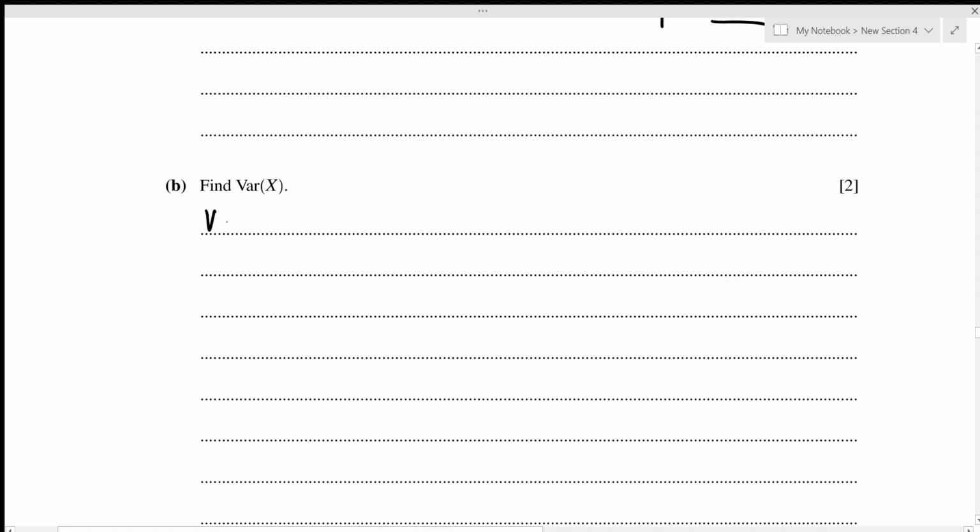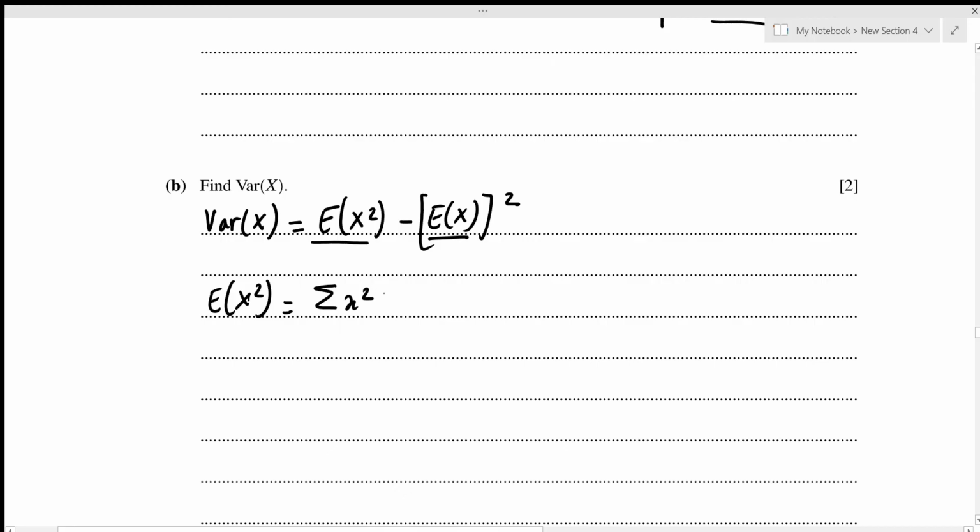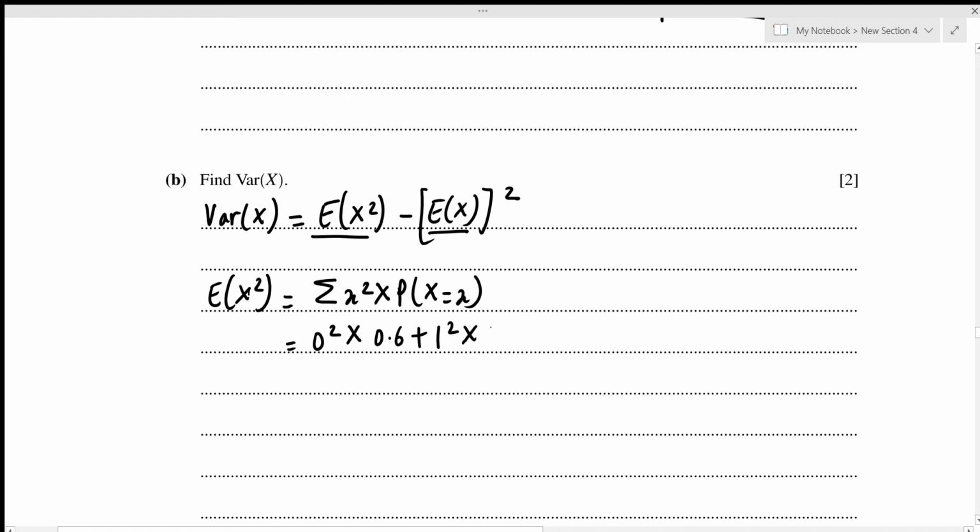Let's move to the second part. We need to figure out the variance of x. Alright, so the variance of x is just going to be expectation of x squared minus expectation of x whole squared. So we already have this figure given in the question. We need to figure this value. So expectation of x squared is just going to be summation of x squared into its respective probability. So this is just going to be 0 squared into 0.6 plus 1 squared into 0.3 plus 2 squared into 0.05 plus 3 squared into 0.05. So this gives us the expectation of x squared to be 0.95.